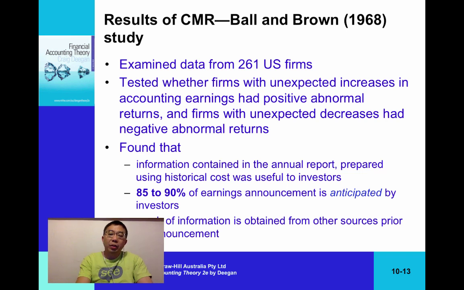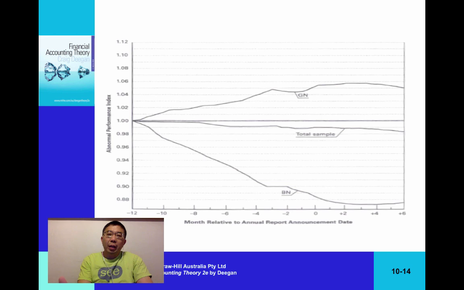Now I'll jump to the next slide where this graph shows the results of their studies. This is not in your lecture slide, but it's in your textbook, so please refer to your textbook. And if you look at the graph, what the graph shows here is on the horizontal axis, you see numbers starting from -12 to 0, and then +2, +4, +6. Now what that means is that those numbers are number of months.